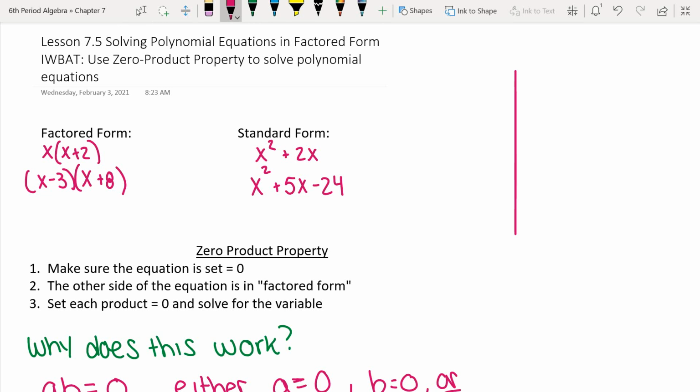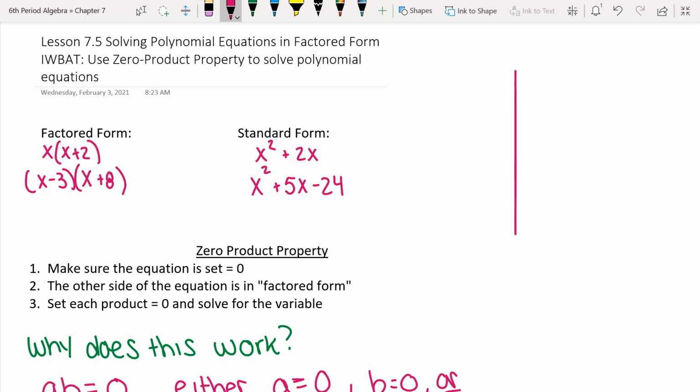What we have are just examples of expressions. In the first one, it's a monomial times a binomial. In the second example, we have a binomial times a binomial, which is the most common that we'll end up working on. But we're just trying to make it so that two expressions are being multiplied.